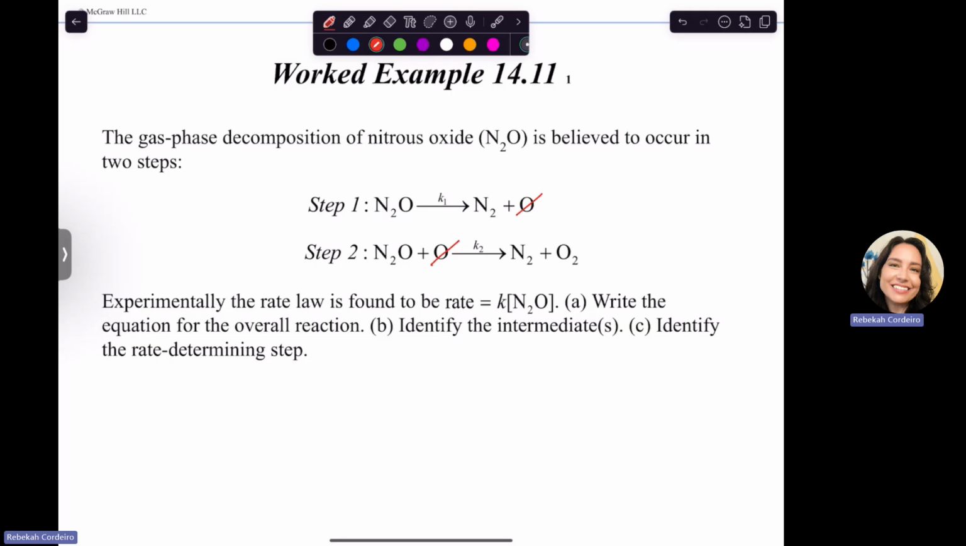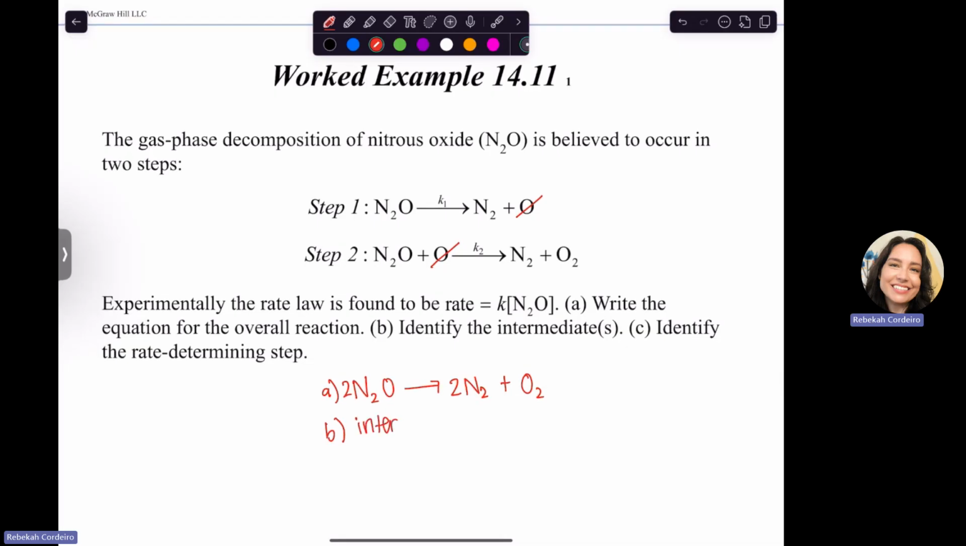And then what are we left with here? We're left with 2N2O and then 2N2 plus O2. Because we canceled out the O's. So that would be our overall reaction. What's the intermediate? Well, the thing we canceled out was the oxygen, right? So our intermediate is going to be a product in a previous step and a reactant in a later step. So that would be oxygen.